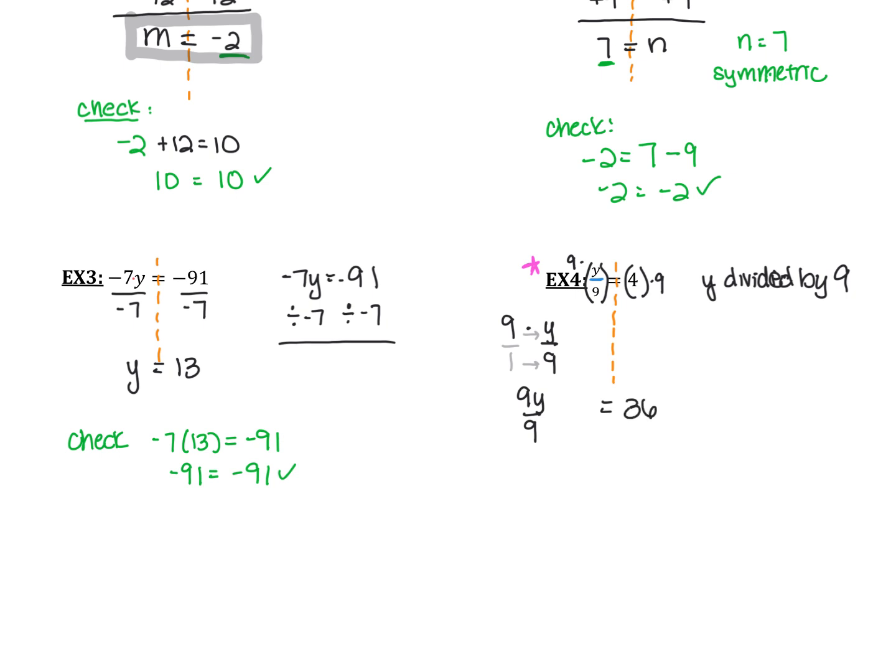Now I'm not done because 9y divided by 9, well, 9 divided by 9 is just 1, so I get y equals 36. And I could check my work. If we check my work here, we would get 36 divided by 9 equals 4. So we get 4 equals 4. And it checks out. So y equals 36.